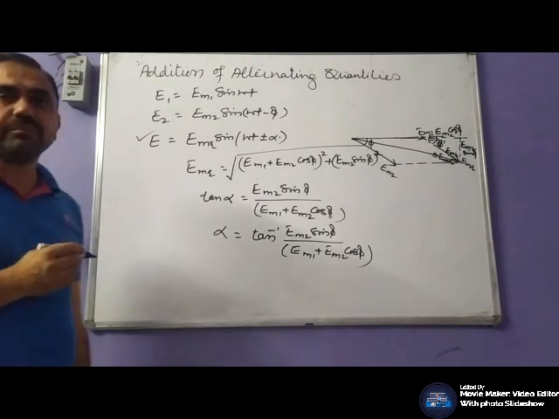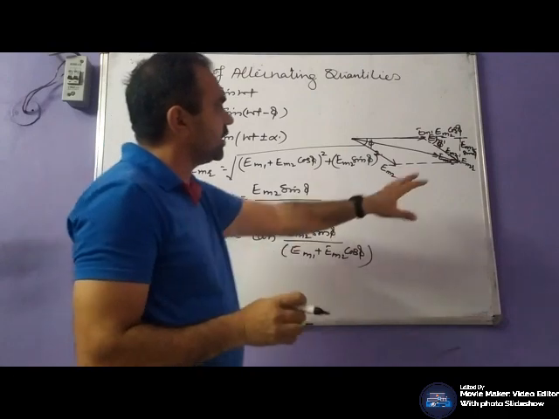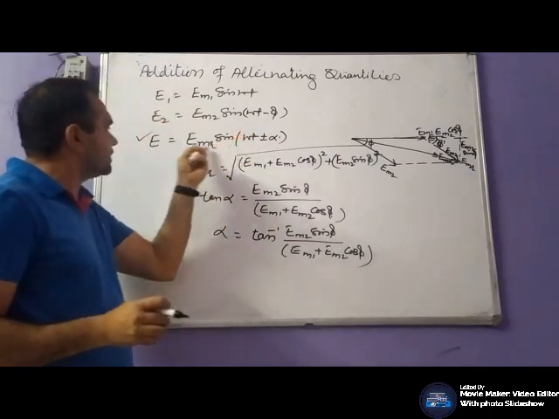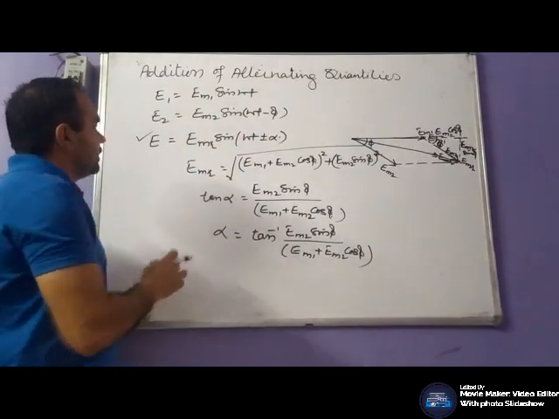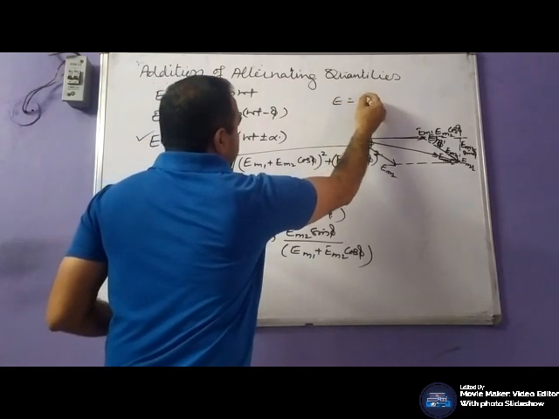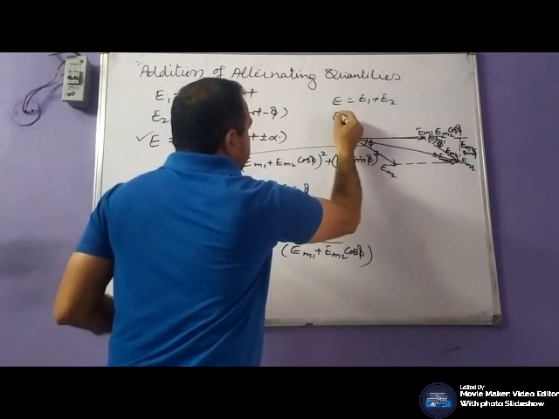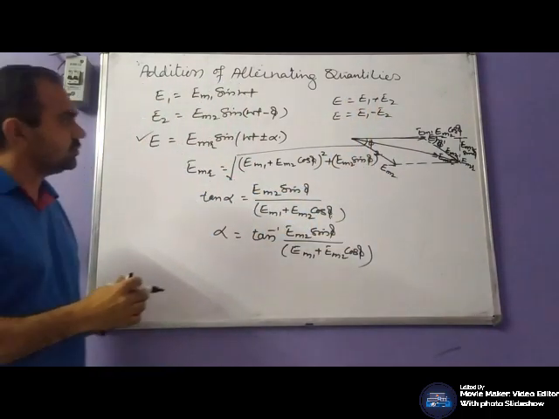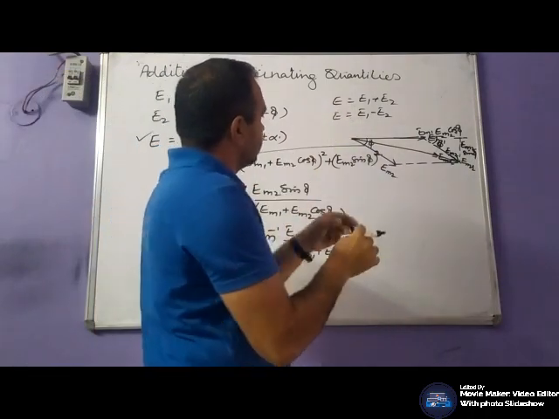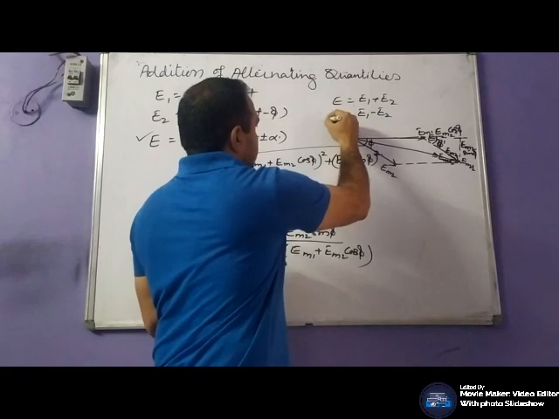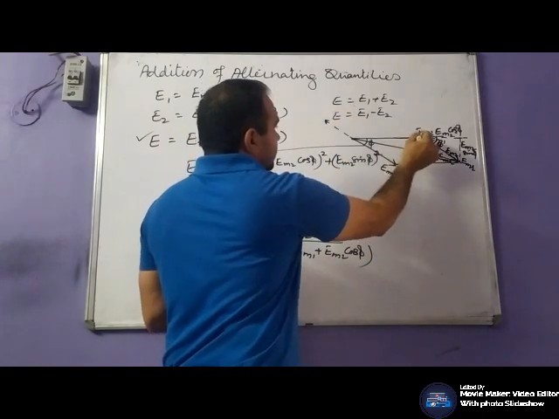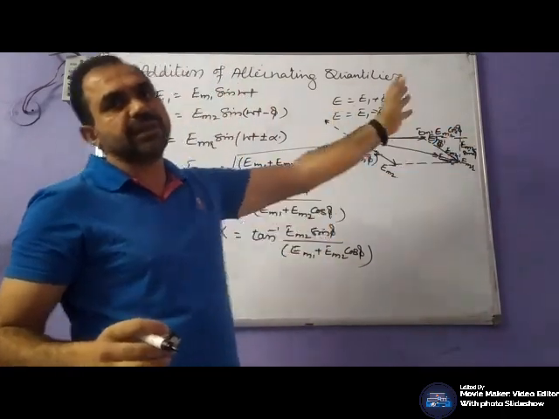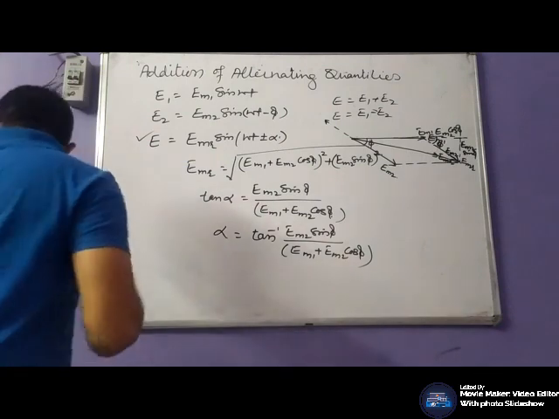If you want to subtract them, the same method would be applicable. We just have to reverse the phasor to be subtracted. Here the resultant was E1 plus E2. If we require subtraction, E1 minus E2, what will we do? We will reverse the phasor, and then we will draw the parallelogram to find out the resultant. We will get the subtraction result.